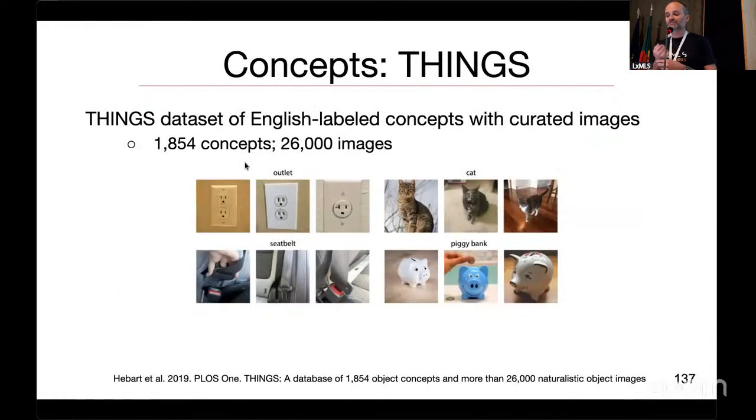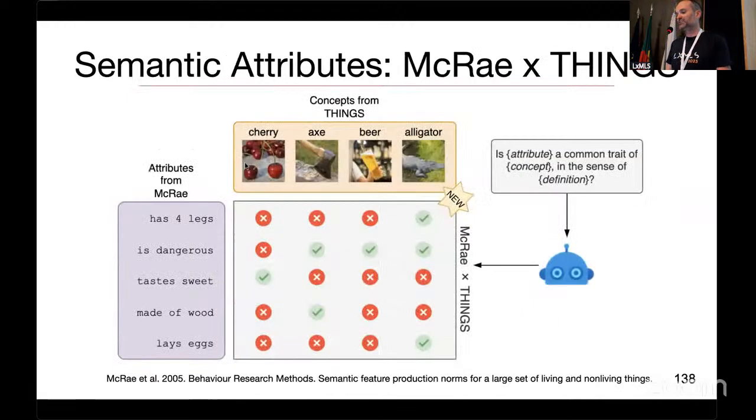Our images were sourced from a dataset called Things, which was created by a collection of neuroscientists. So the images are very high quality and they do a good job of focusing on the objects at hand. And we prompted the GPT-4o language model to extend the McRae dataset of perceptual norms. Now, I mentioned McRae about an hour ago, and it's really good because you have this human labeled data for perceptual norms. We used GPT-4o to extend this out, and we asked whether a particular attribute was a common trait in the sense of a definition.